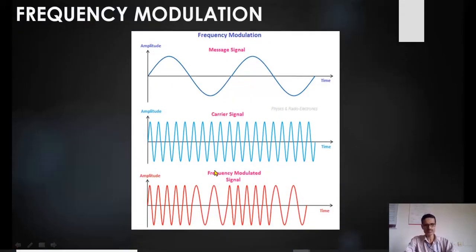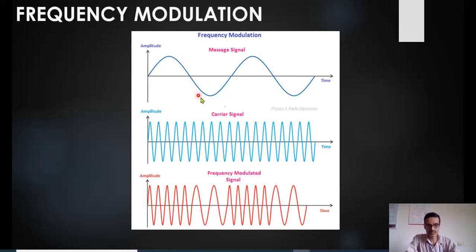The second one is a frequency modulated waveform. Again, I have a message signal and a carrier signal. Just look at the frequency of this carrier. The peak amplitude remains the same; the peak amplitude of this signal and this signal are the same. We are going to change the frequency of the carrier. Just look at this, the frequency is continuously increasing as the amplitude increases.